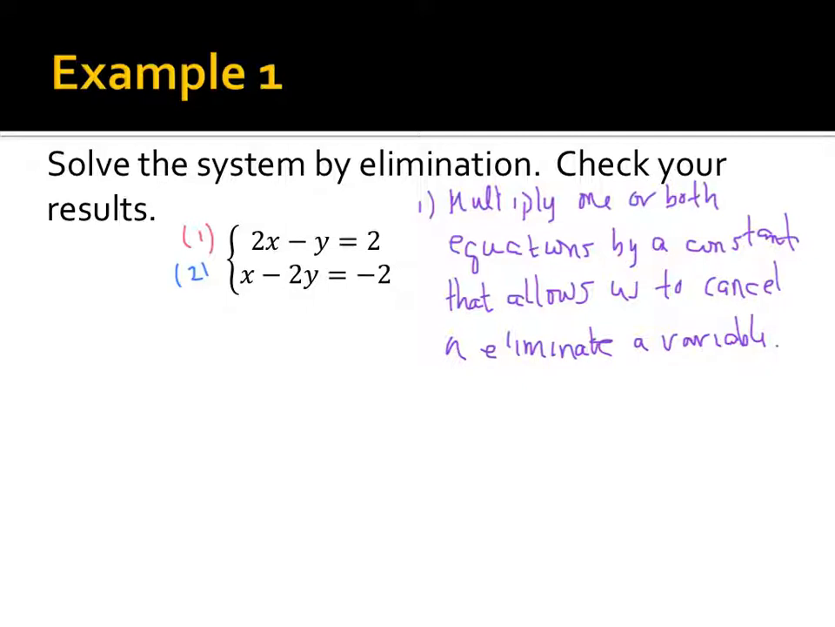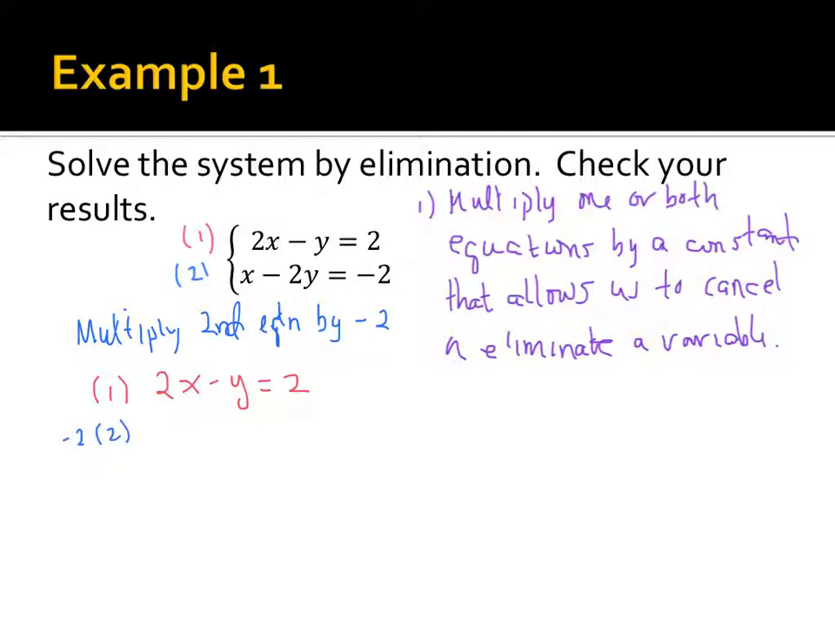So multiply second equation by negative 2. And so when I do this, I rewrite the first equation. My first equation was unchanged, 2x minus y equals 2. But the second equation, I'm going to multiply by negative 2. So it's negative 2 times the second equation. And so what I'm going to get is negative 2x. Negative 2 times negative 2 is positive 4y. And then negative 2 and negative 2 is also positive 4.